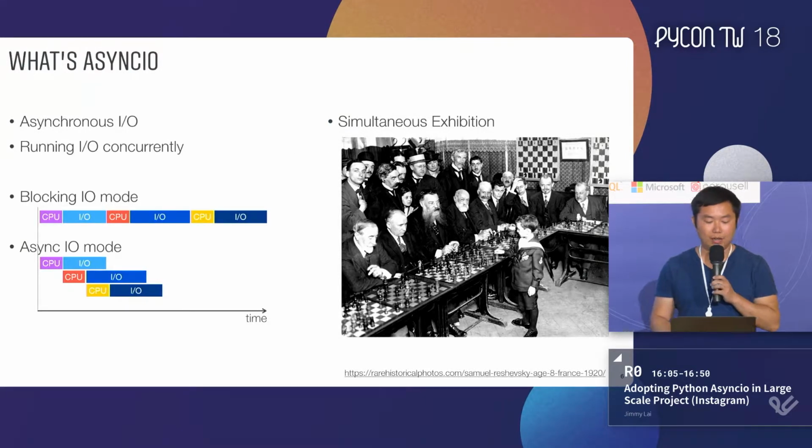So what's async I/O? Async I/O is asynchronous I/O. It enables us to run I/O concurrently. In the traditional blocking I/O mode, our application will do some CPU work, and then I/O work, and then some other CPU and I/O work. I/O usually takes much longer than CPU because you need to send the data over clusters and data centers. In async I/O mode, we can run the I/O concurrently.